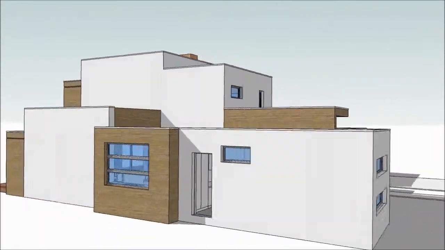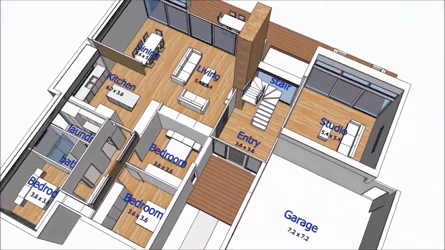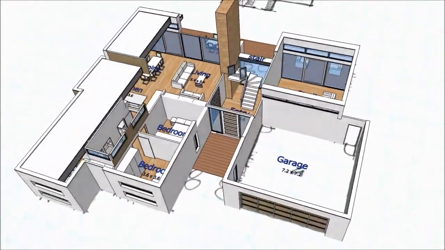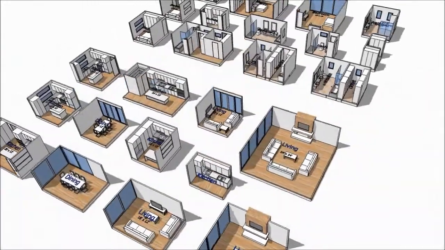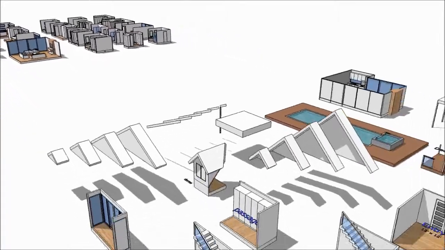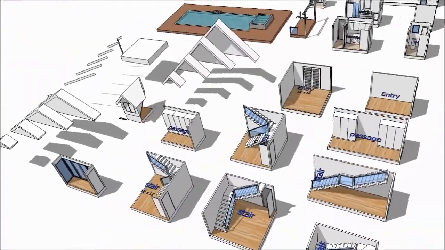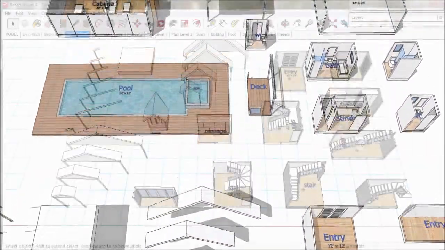TreblD is a 3D design system that helps people create their own unique home using SketchUp. In this video, we'll provide a quick overview of the TreblD system to show how it works. TreblD is made up of modules, which is a fancy word for rooms. The modules are grouped into 4 distinct areas or showrooms.